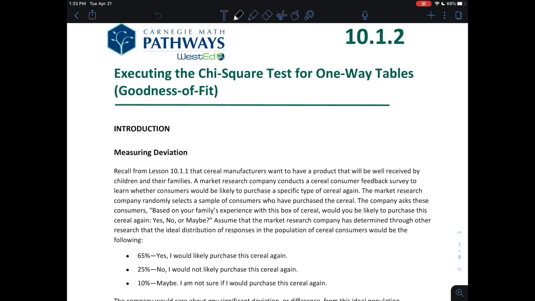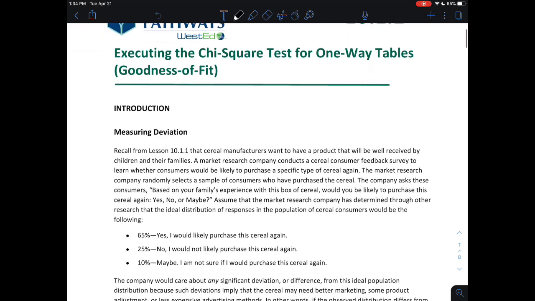Section 10.1.2, Executing the chi-square test for one-way tables, goodness of fit. What we're going to start with is measuring deviation.